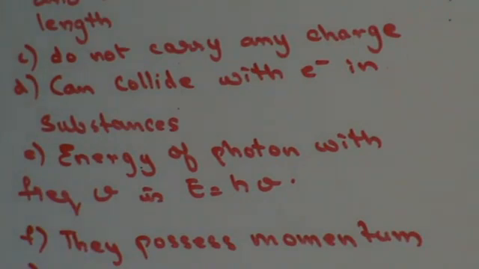Now, photons possess momentum, and the momentum possessed by them is given by the formula hv by c. Okay. Now let's see, this was your Planck's quantum theory and the properties of photon.